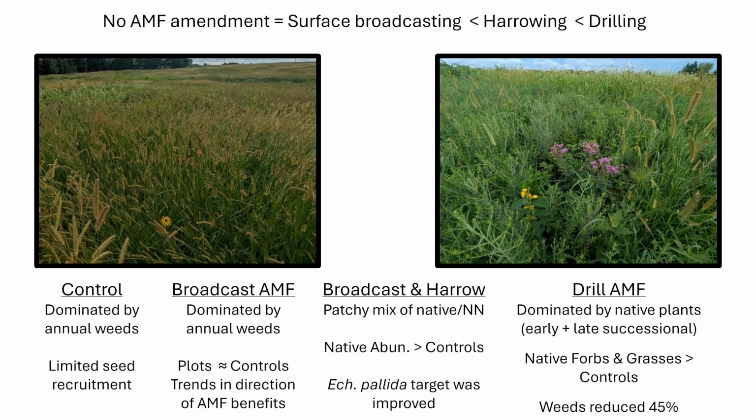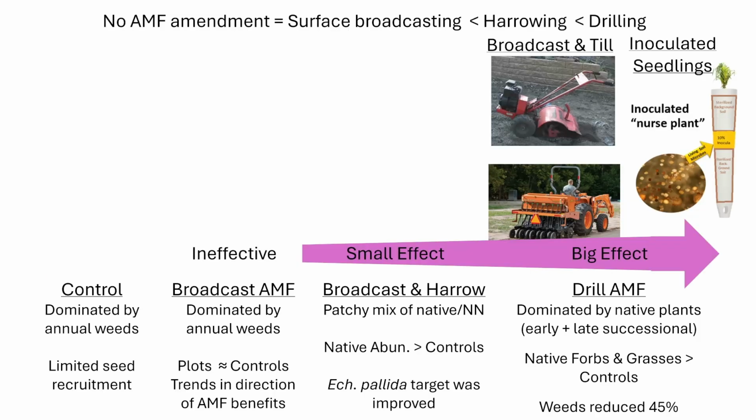By far the most effective thing we tried with Johnson County was drilling inocula. Remember, that was the tool that buried it below the soil surface. We saw the most native plants established and the fewest weeds in these plots. So thinking about all these different ways I've talked about today, the ones that have a big effect tend to be things like seed drills, tilling it, putting it in plugs. Finding some way to install that inocula below the soil surface seems to be the key thing when we're thinking about how to use an inoculant.